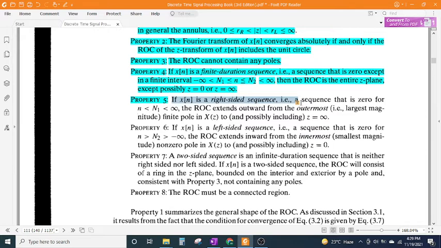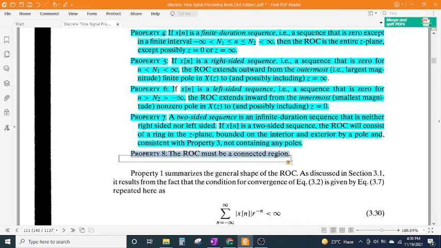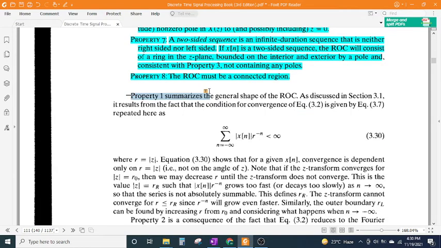Property 7. A two-sided sequence is an infinite duration sequence that is neither right-sided nor left-sided. If x[n] is a two-sided sequence, the ROC will consist of a ring in the z-plane, bounded on the interior and exterior by a pole and, consistent with Property 3, not containing any poles. Property 8. The ROC must be a connected region. Property 1 summarizes the general shape of the ROC.